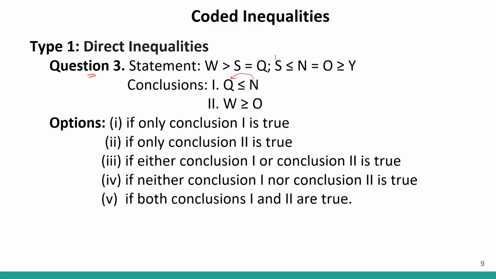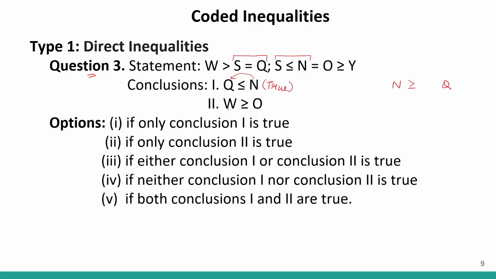So n, I can see a relationship between n and s. So n is greater than equal to s. This is given to us. Correct? And I can see a relationship between s and q, that s is equal to q. Correct? I can see this relationship. Now, if I delete s, I can see that n is greater than equal to q. Correct? So this statement will be true.